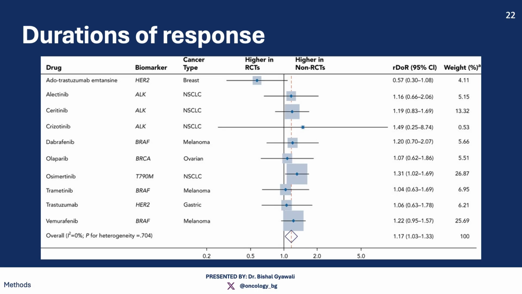That means even response rates and duration of responses in a phase 2 or a single-arm trial, we need to think of them as only a surrogate for response rate and duration of response in a phase 3 trial. So that's all for today. In the next video, we'll be discussing the RECIST criteria and how these surrogate endpoints are being defined.